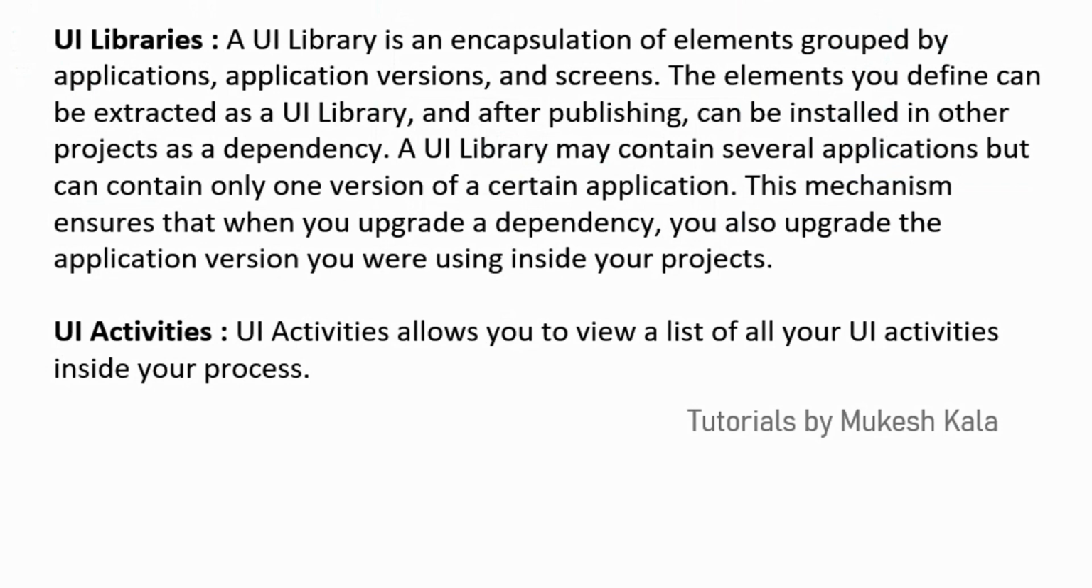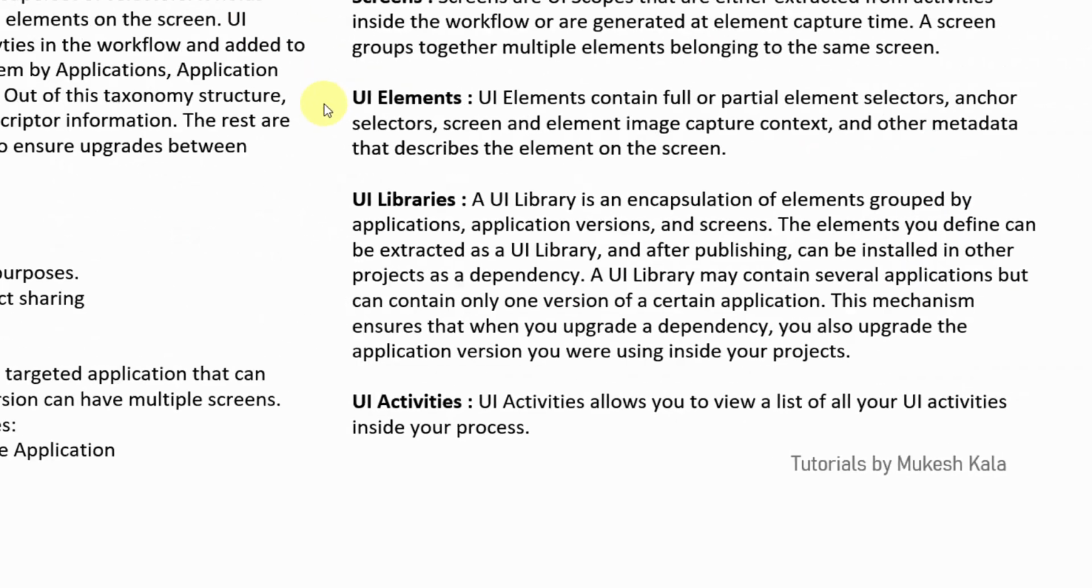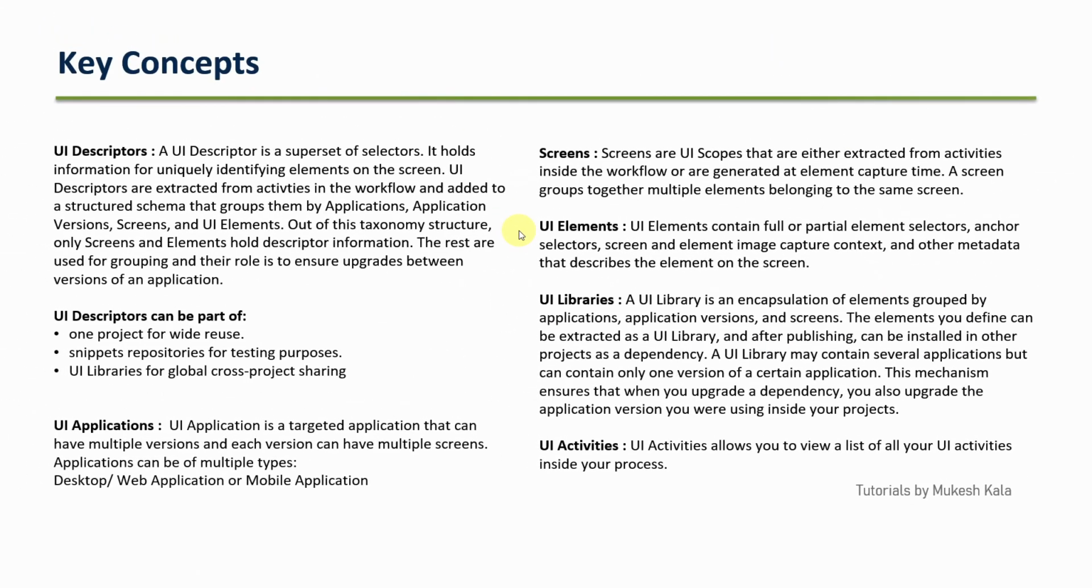Now in the new project, if you guys remember, we just added that project as a dependency. So a UI library is creating a dependency for you which you can easily add into other applications, and it is always published as a UI library project, right? And the last concept which you should remember is the UI activities, which allows you to see a full list of activities which you have done in your process. Okay, so these are the concepts which you should remember when you are working with object repository, right? So these are the key concepts.